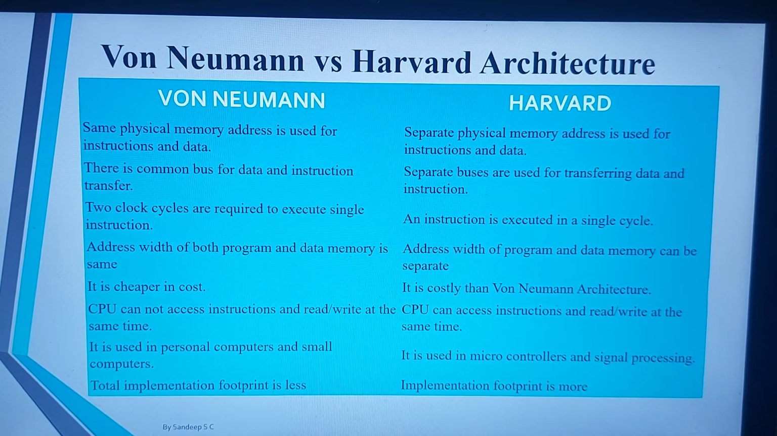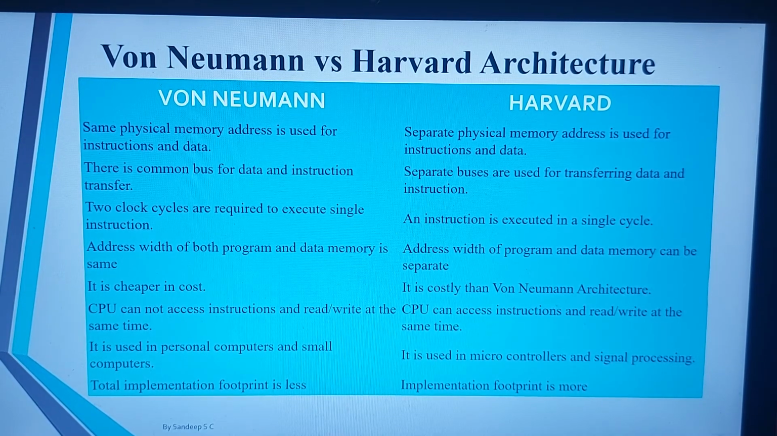As there is a common integrated chip in case of von Neumann for both program and data memory, obviously the cost and size will reduce, whereas in case of Harvard, it is much costlier compared to von Neumann. As we already discussed, the CPU cannot access instruction and read-write at the same time, whereas in case of Harvard, instructions and read-write operations of data can happen simultaneously.